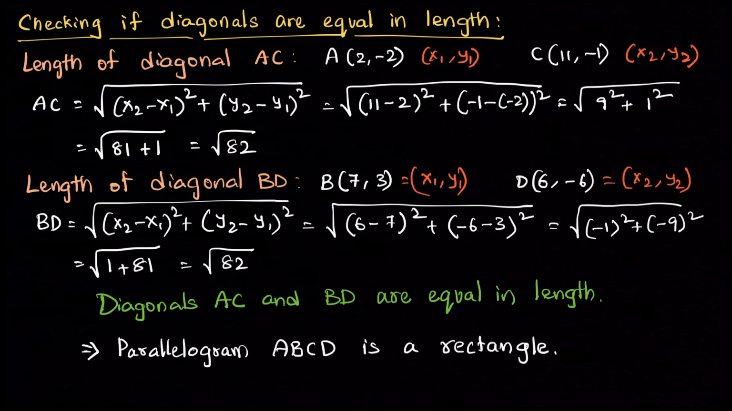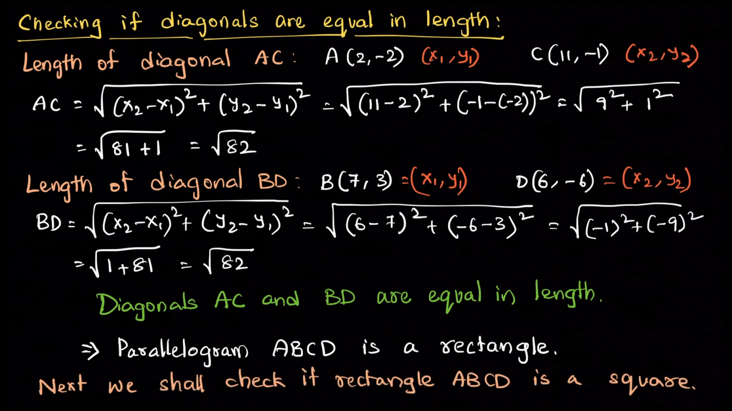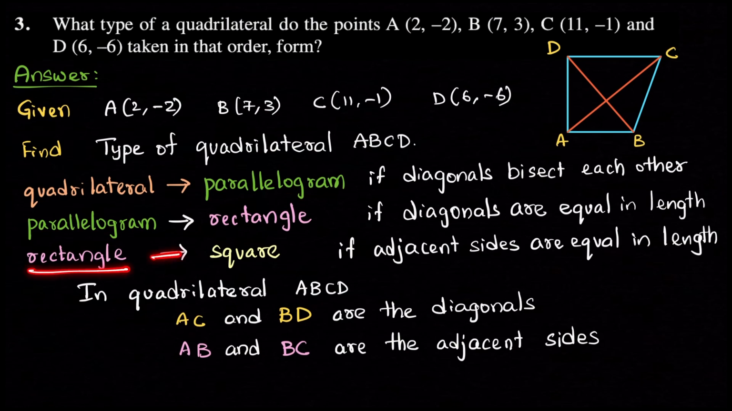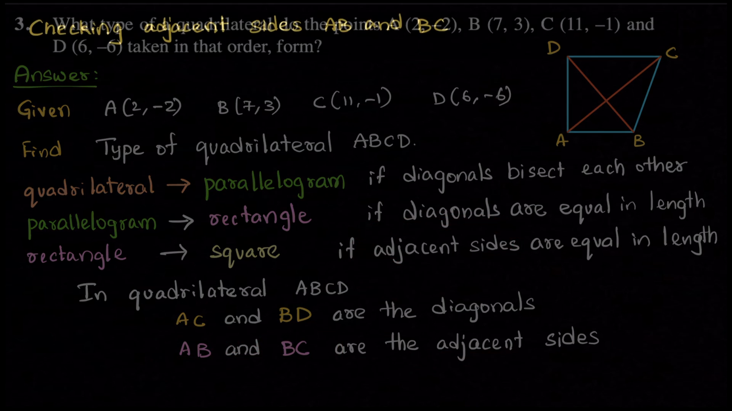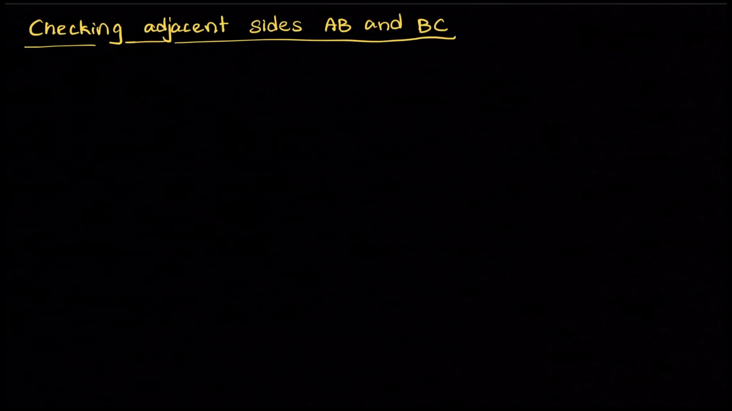parallelogram ABCD is a rectangle. Now we shall check if rectangle ABCD can be a square. To check if a rectangle is a square, we need to verify that adjacent sides are equal in length, and the adjacent sides are AB and BC. Therefore, we need to find the lengths of AB and BC.